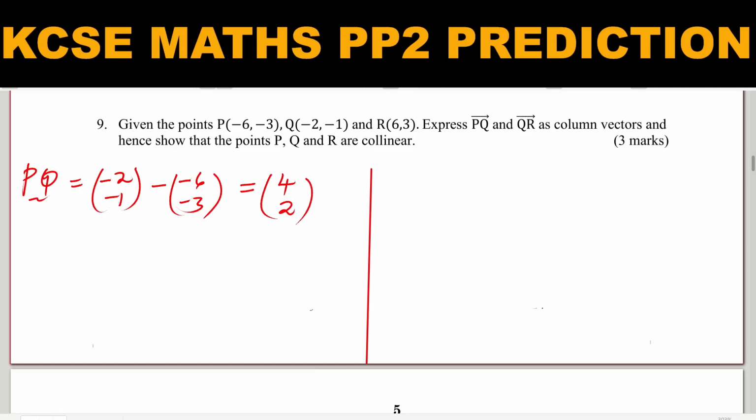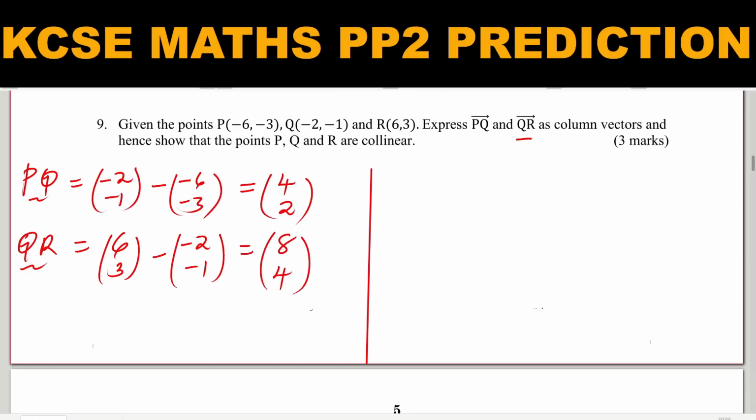Let us express QR the same way. Vector QR. We take the position vector of R, which is (6, 3). Then we subtract Q, which is (-2, -1). 6 minus -2 will be 8. Then 3 subtract -1 will be 4. Now we've done that. We have expressed vectors PQ and QR in column form.